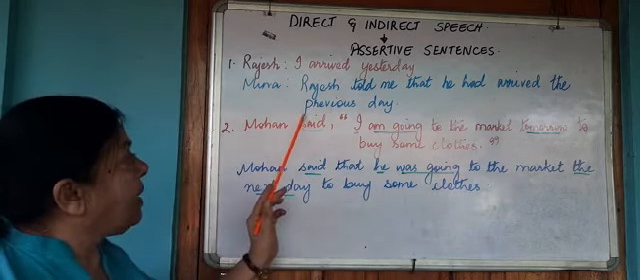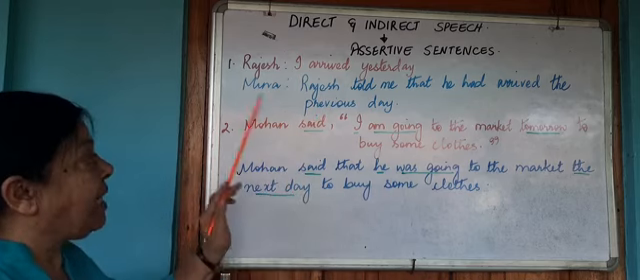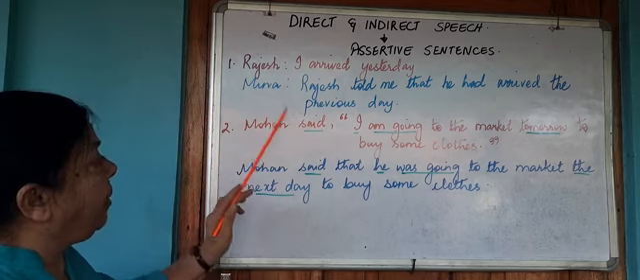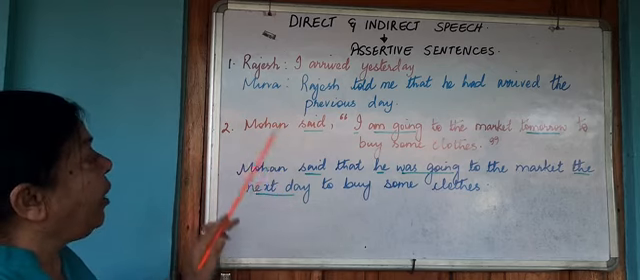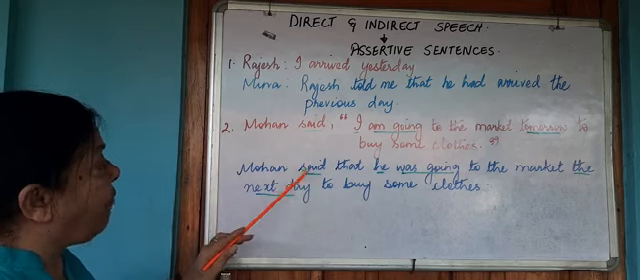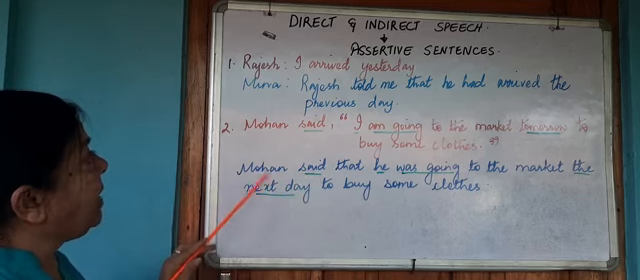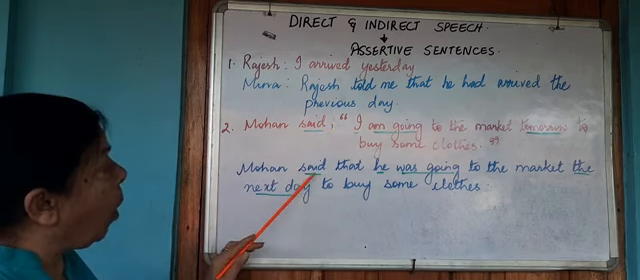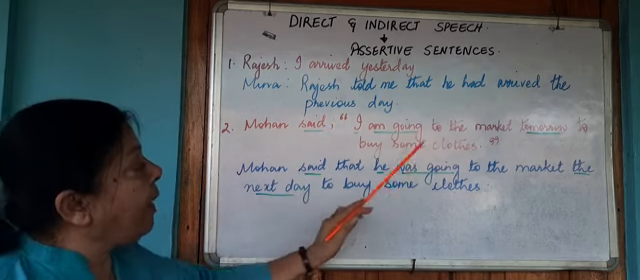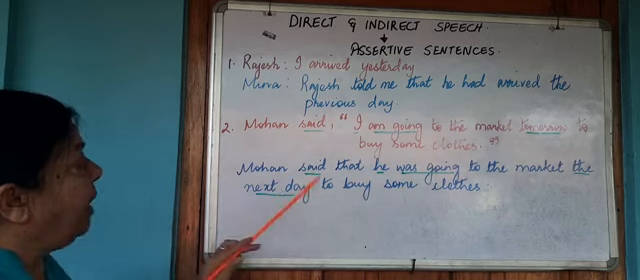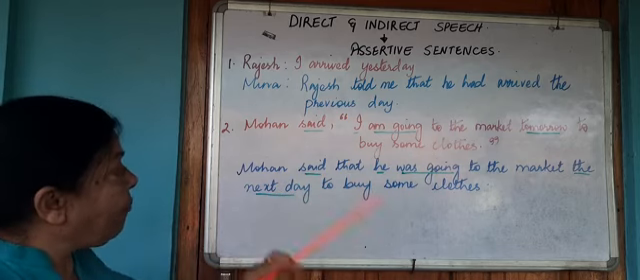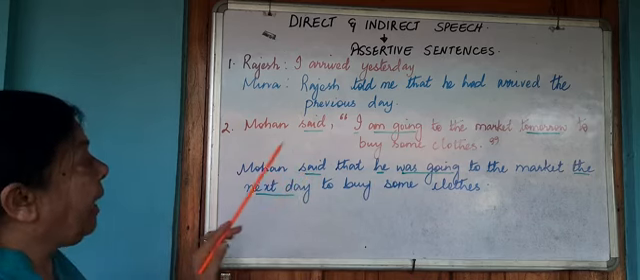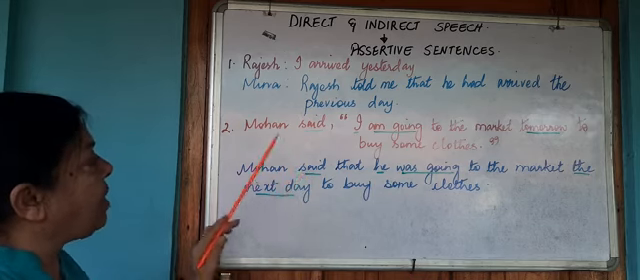Now, the tense of the reported verb does not change. Please remember, the tense of the reported verb does not change, but I can use a suitable word. If I don't want to use said, I can say Mohan told me. I can say Mohan told me that he was going to the market the next day to buy some clothes. But I have to make sure that whatever substitute word I use, it must be in the past tense.